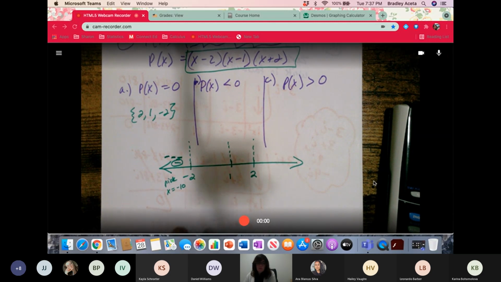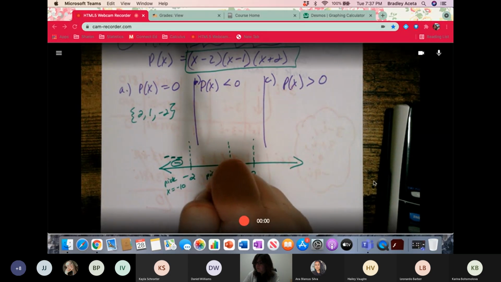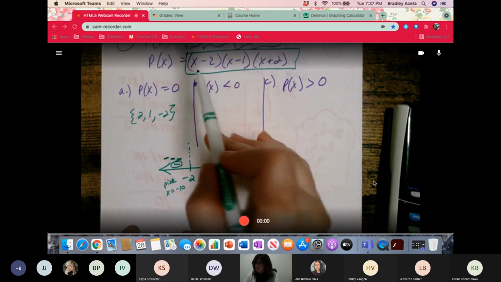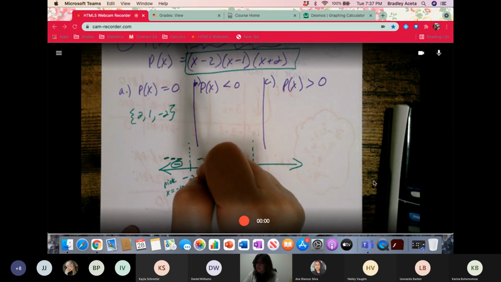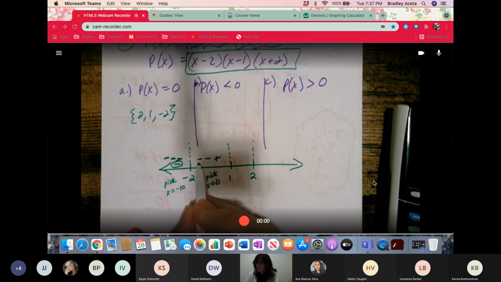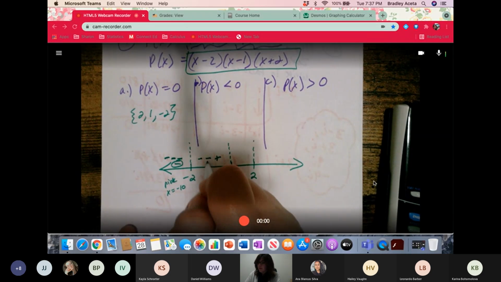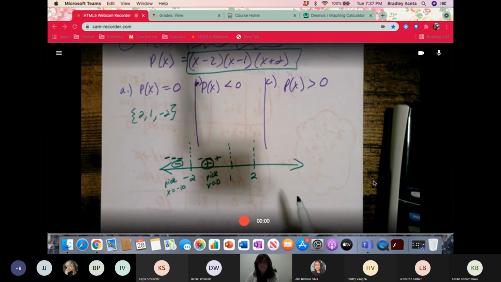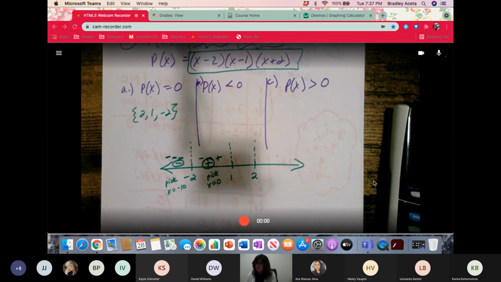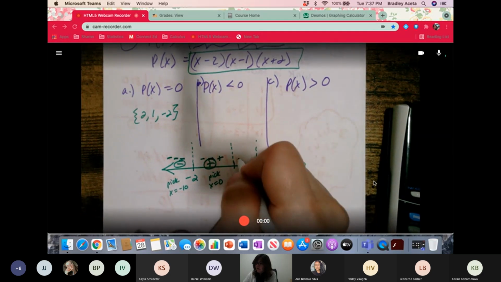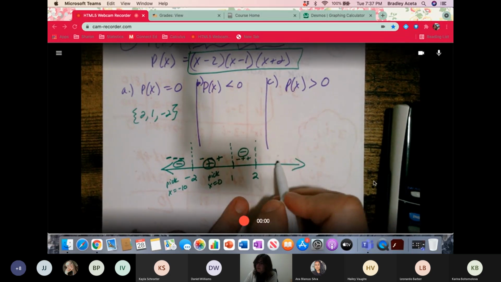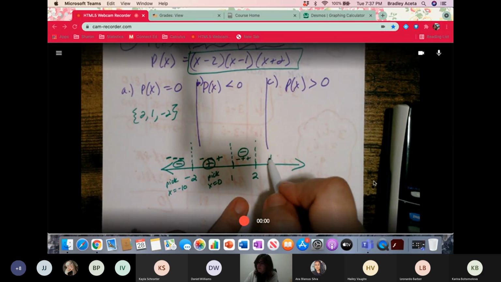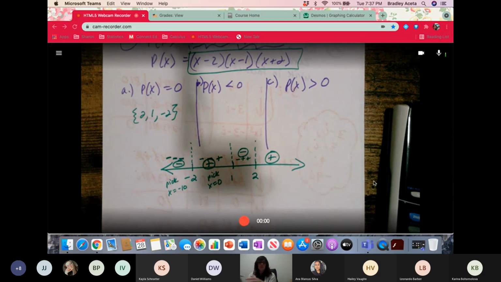Negative 2 to 1. I don't pick 0. 0 minus 2 is negative. 0 minus 1 is negative. 0 plus 2 is positive. 2 negatives times a positive make a positive. Pick 1 to 2. So like 1.5. You'd have negative, positive, positive. You'd have a negative number. And then this one would be pick a positive number. So again, just picking numbers.